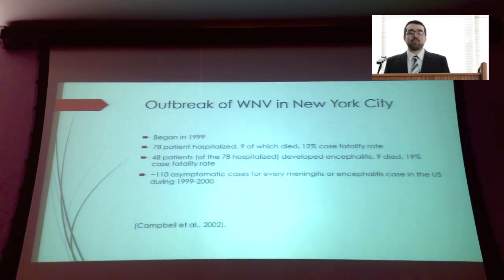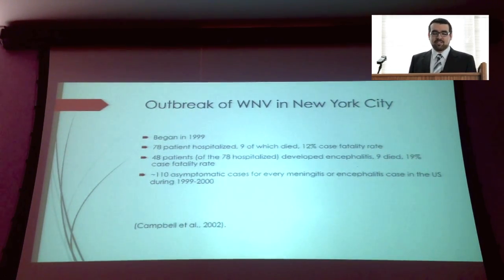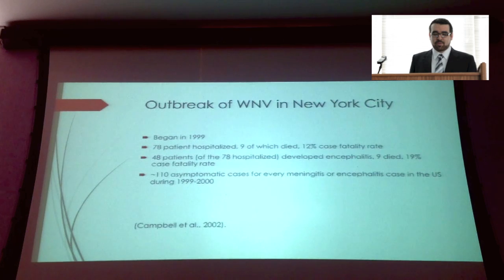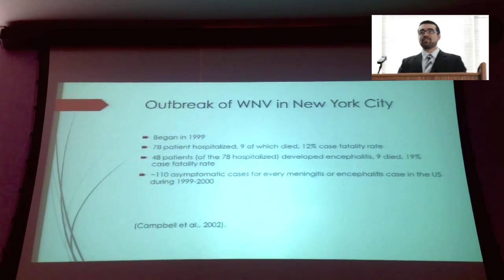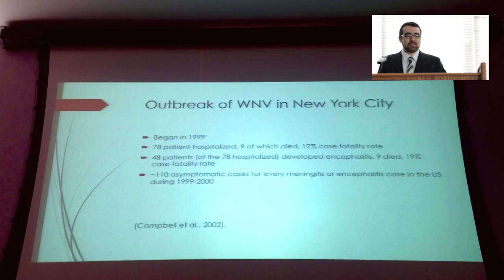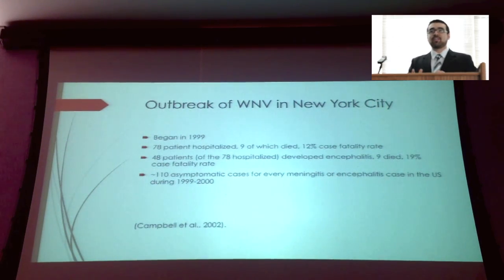To talk more about the outbreak of West Nile virus in New York City, it began in 1999, and there were 78 patients who were hospitalized, 9 of which died. So overall, among hospitalized patients, there was a 12% case fatality rate. That doesn't reflect all of the minor symptomatic or asymptomatic cases, however, so that should be interpreted carefully in the context of those hospitalized patients.